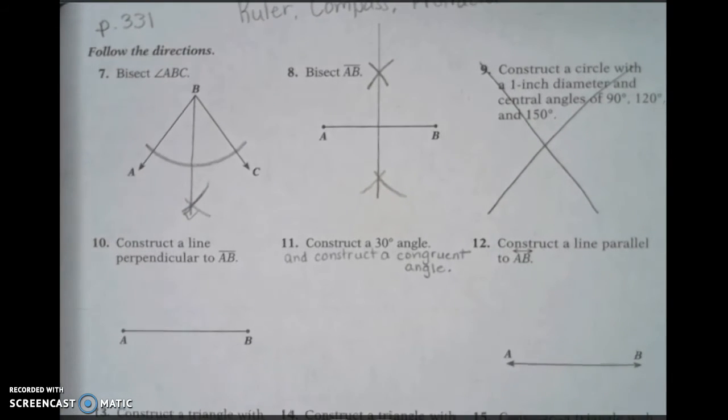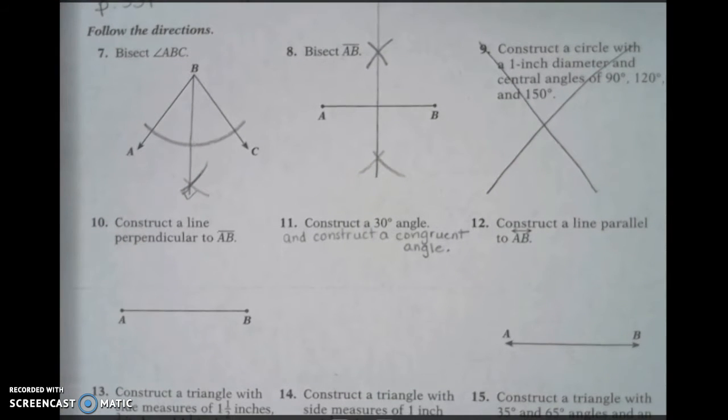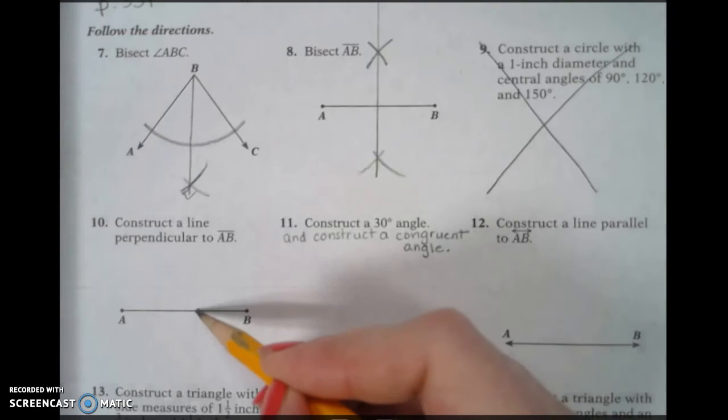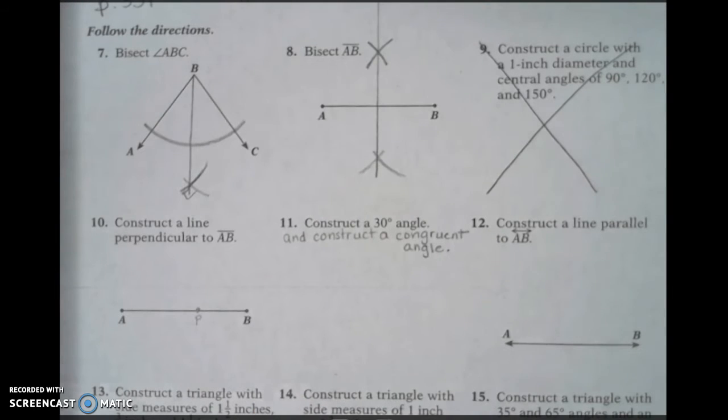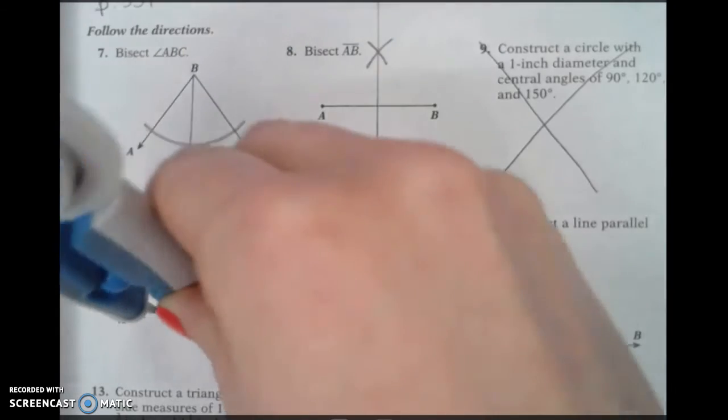Number 10 says construct a line perpendicular to AB. Remember, a perpendicular can be drawn anywhere on line AB. So you choose where you want that perpendicular to be drawn and place a point there, and I'll call it point P. Around that point, draw yourself a semicircle so that way you will mark off equal distances around this point.